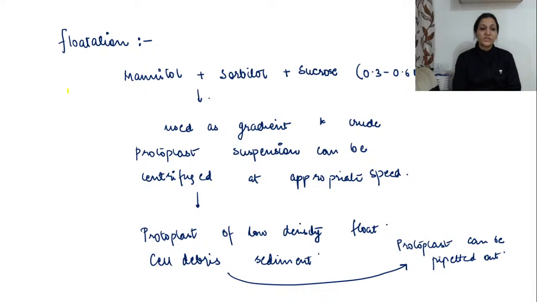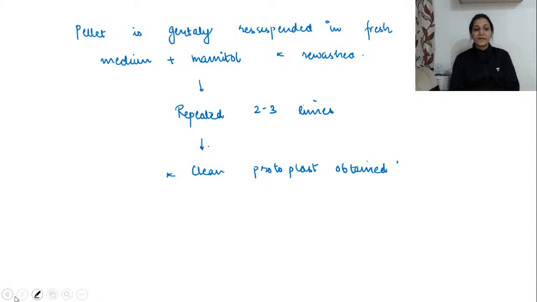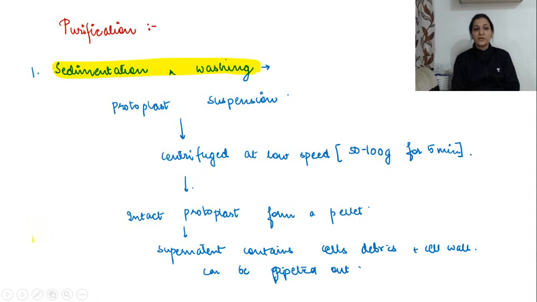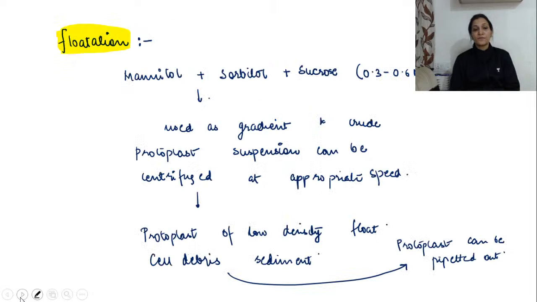Right. So this is the flotation method. In the flotation method and the sedimentation method, the protoplast is obtained at a different place. In the washing and sedimentation method, the protoplast was obtained at the bottom, and here in the flotation method, the protoplast is obtained in the top layer. Right. This is the thing.